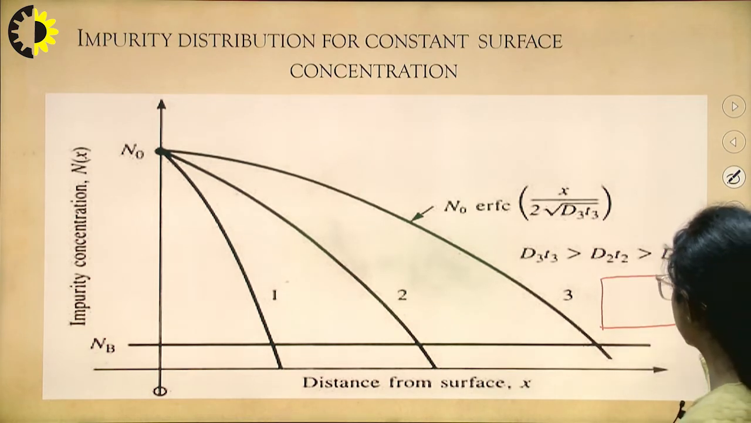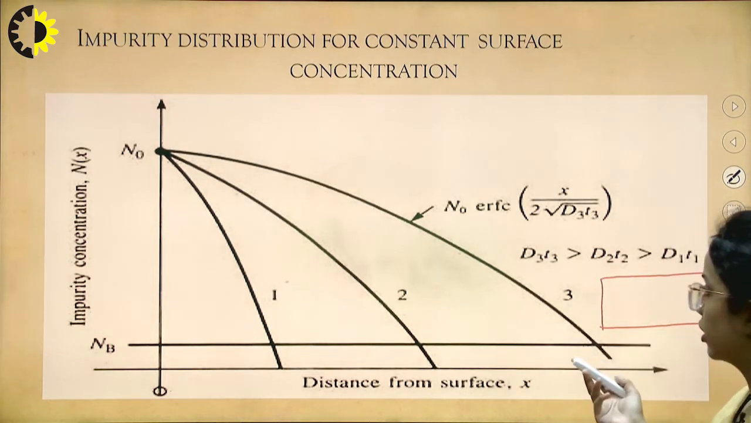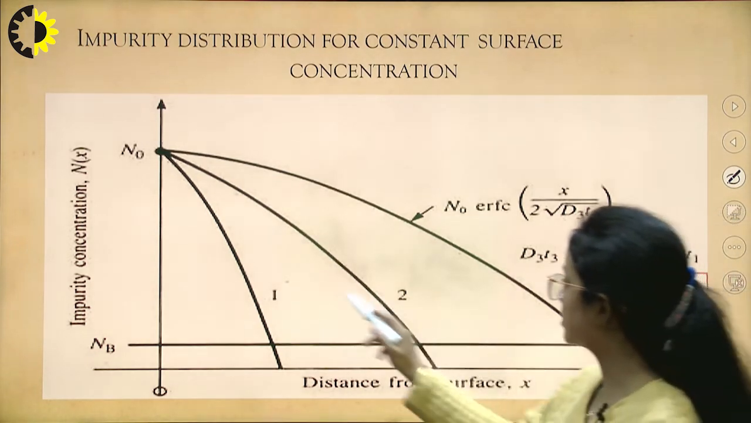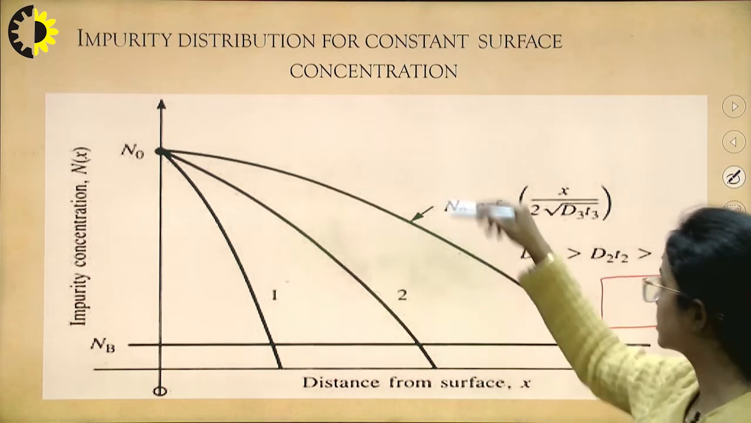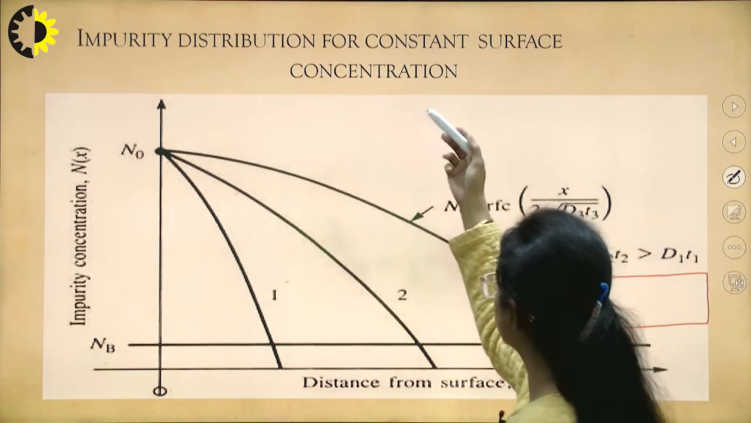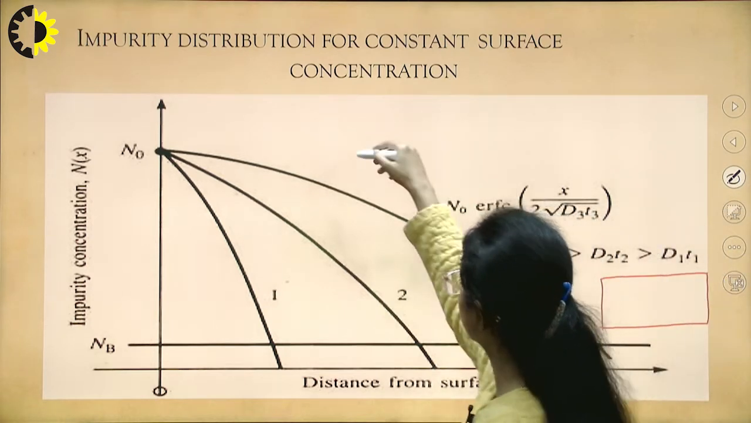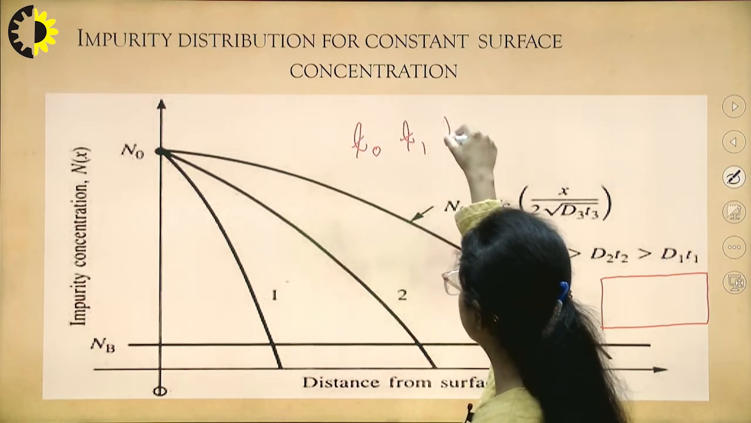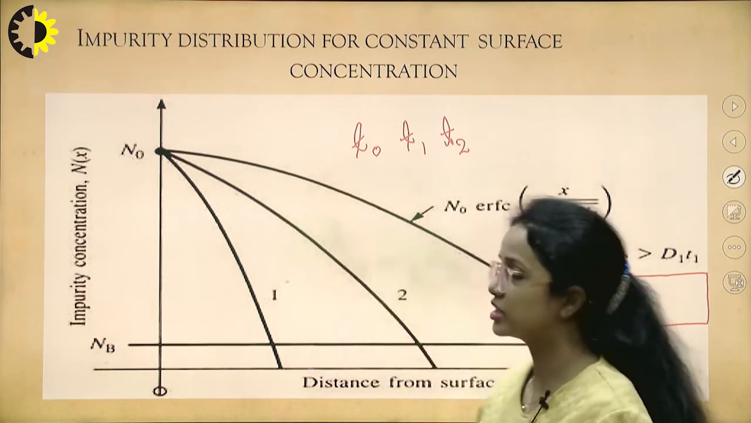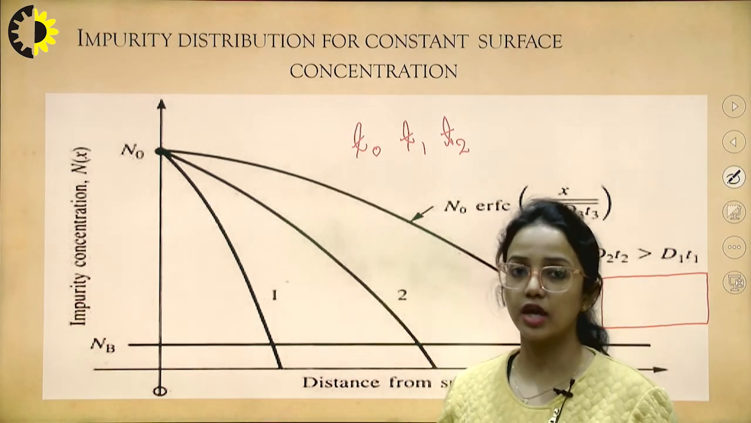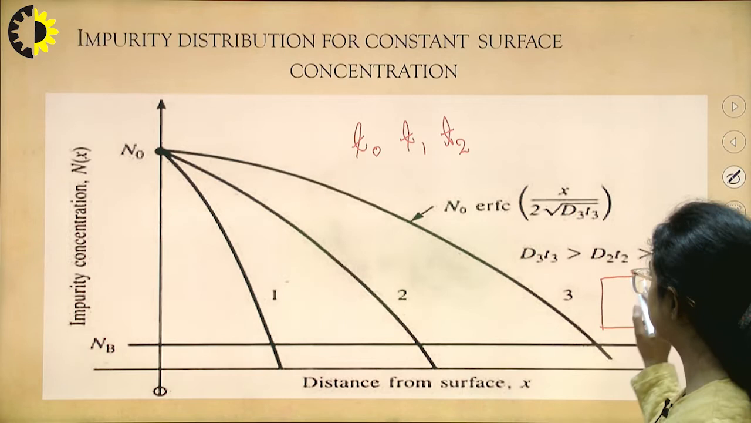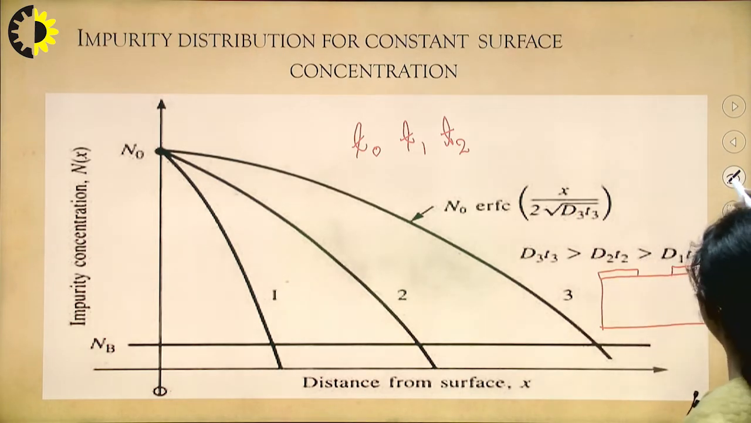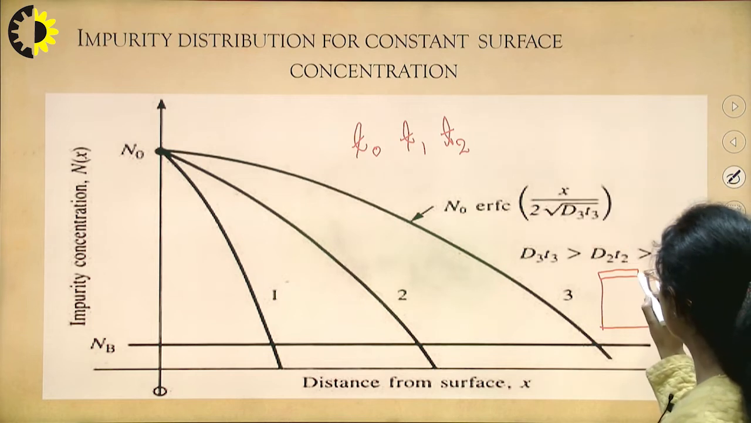I am going to draw this. So let's say we are starting here. We can see the curves 1, 2 and 3, and let's say we are talking about time instants T0, then T1, then T2. Let's say T0 is the time when we are starting the process. At T0, let's say this is the silicon dioxide layer, so at T0 the layer is just this.